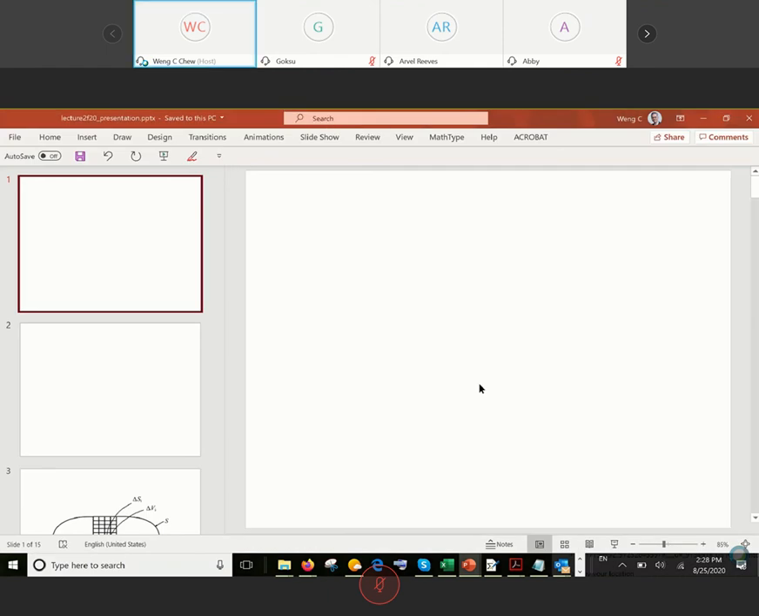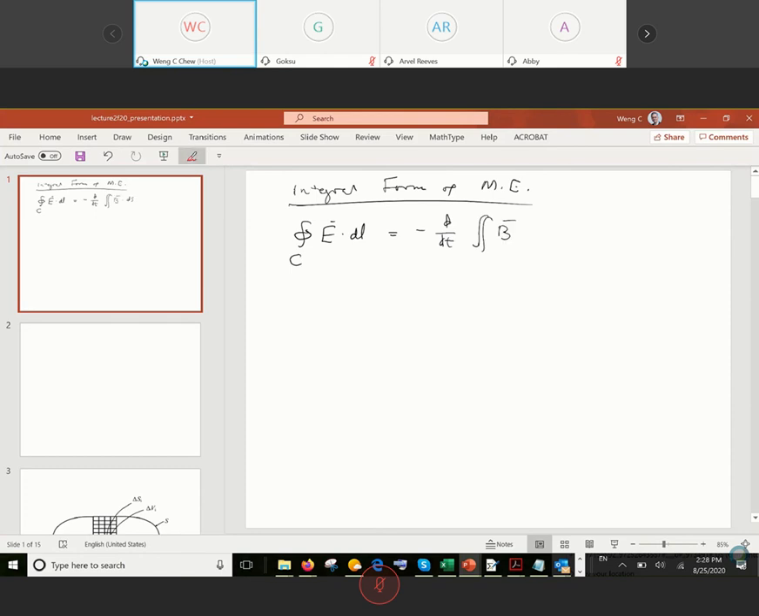And in this lecture note, what we first talked about is the integral form of Maxwell's equations. Okay, we have actually written them down in the lecture notes. The first is Faraday's law. It says that if you integrate around a closed contour C, it should be equal to the flux going through the surface S. Okay, and this is essentially what we said before. This is Faraday's law.